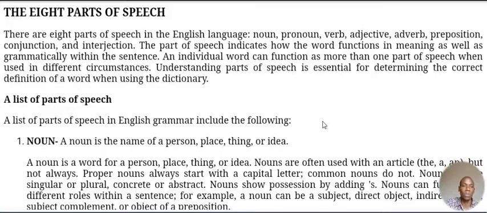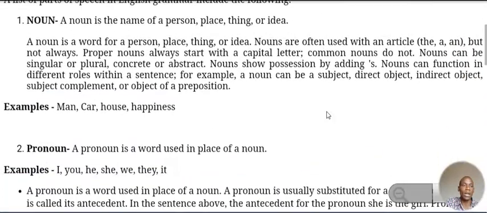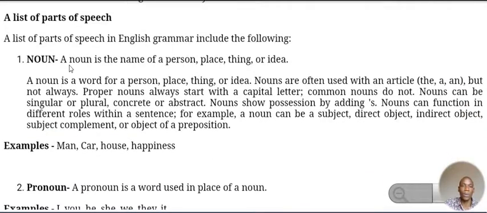Here we have a list of parts of speech. Number 1, we have what we call noun. A noun is a name of a person, maybe a name of a place, a name of a thing, or a name of an idea. A noun is a word for a person, place, thing, or idea. Nouns are often used with articles, the, a, or an, but not always. It means that a noun is not always used with articles.